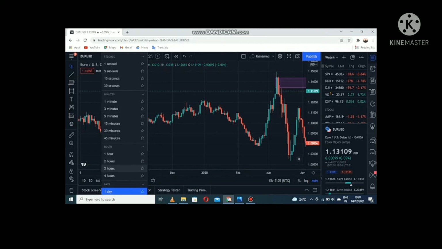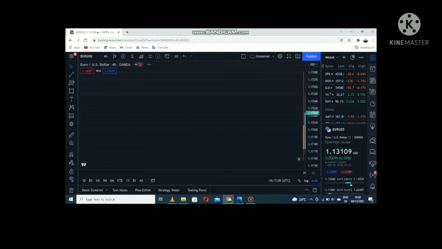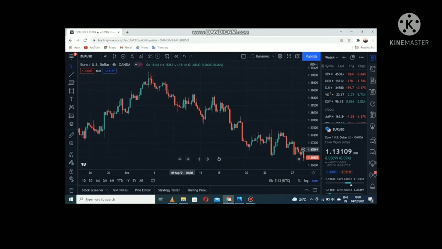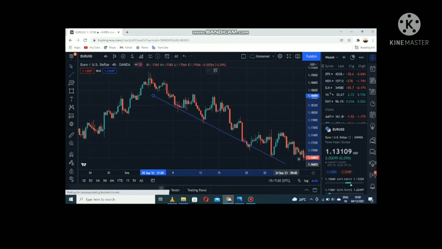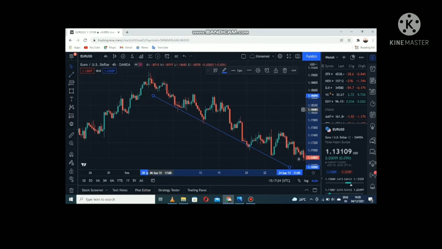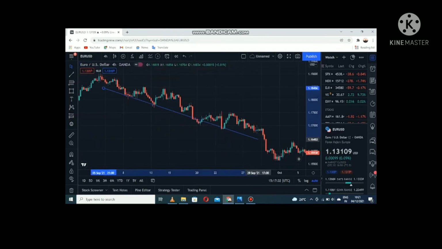About the time frames, I'm going to look at the 4 hour time frame. On the 4 hour time frame, as you can see, we have a bearish trend. So we're going to draw a trend line. Boom, that's our trend line. We draw a trend line around there, so whenever the market reaches the zone, it respects that.